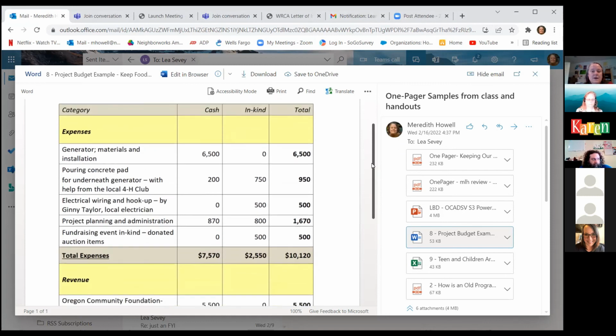So let's see what our expenses are. The cost of the generator and insulation. We're going to put a concrete pad in. Oh, and look here, underneath the generator, and we're going to get help from the local 4-H club. So the concrete probably cost, and this is probably the cost of the 4-H club who's going to help us put that in.